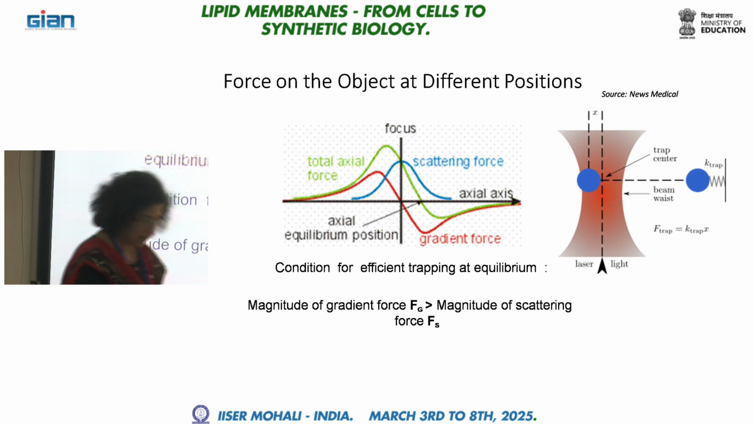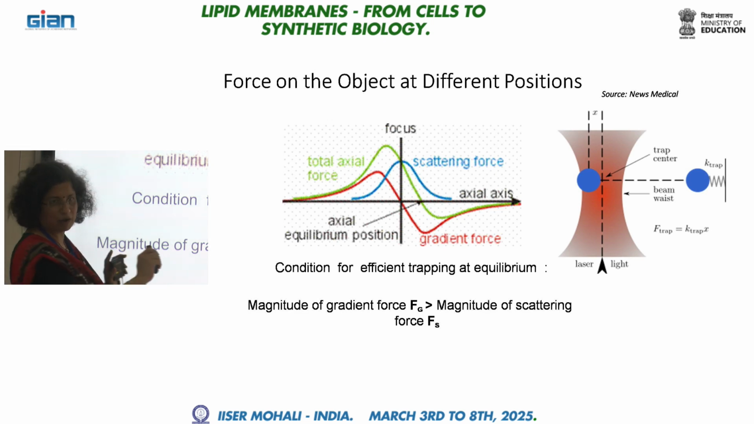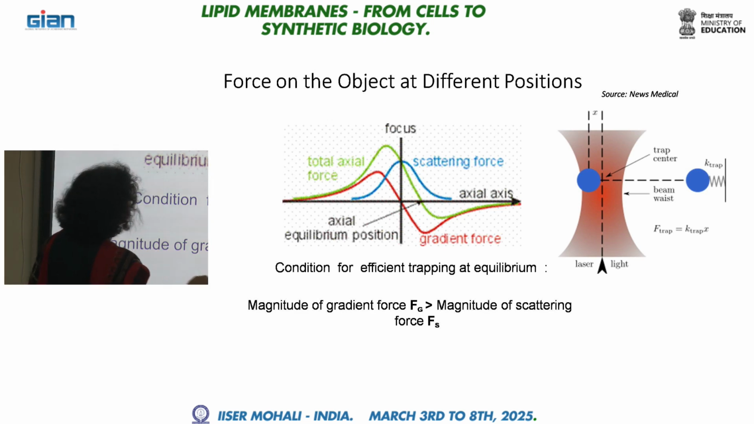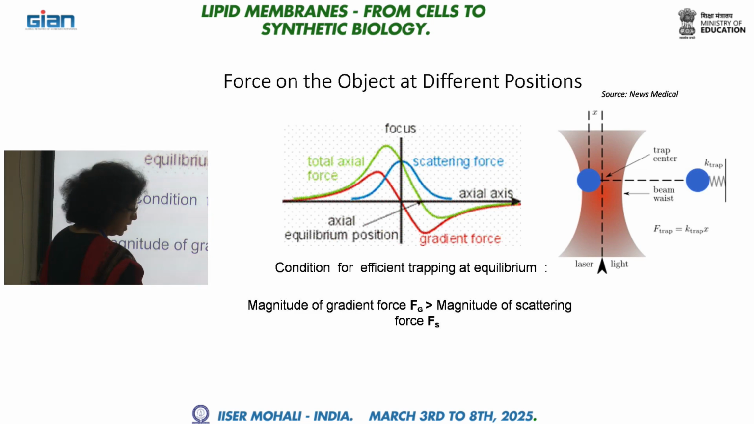Okay, so let me just explain. What you have over here on the y-axis is essentially the magnitude of the force which is being felt by the particle. I hope everybody is with me. And here, this is basically the distance along the direction in which the beam is propagating. This is the point where the focus is, the focal point. Since you have focused it, the intensity of the light is going to be maximum over here. Everybody with me still?